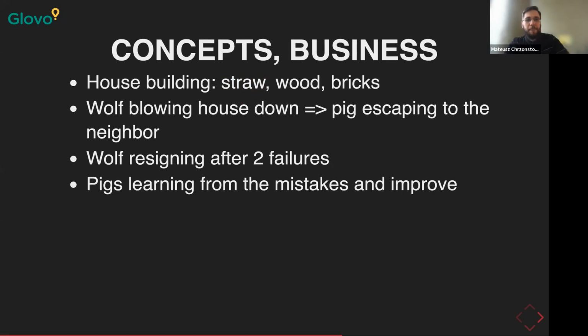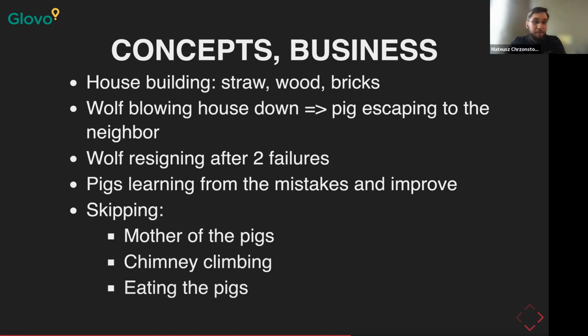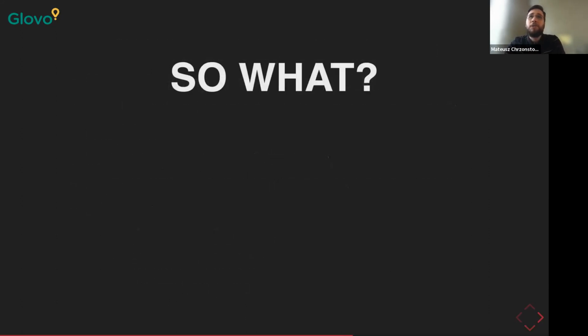So that's the way. What we skip, as this is first of all an MVP, and second of all, this is a fairy tale, so we can skip whatever we want. There are plenty of versions of this fairy tale. I was surprised, preparing these business requirements, that there are so many versions. So let me skip the Mother of the Pigs. Let me skip the part when the wolf is climbing through the chimney. And in some versions, the brutal ones, there was even the wolf eating the pigs. So let's skip them. So what should be the aggregate?